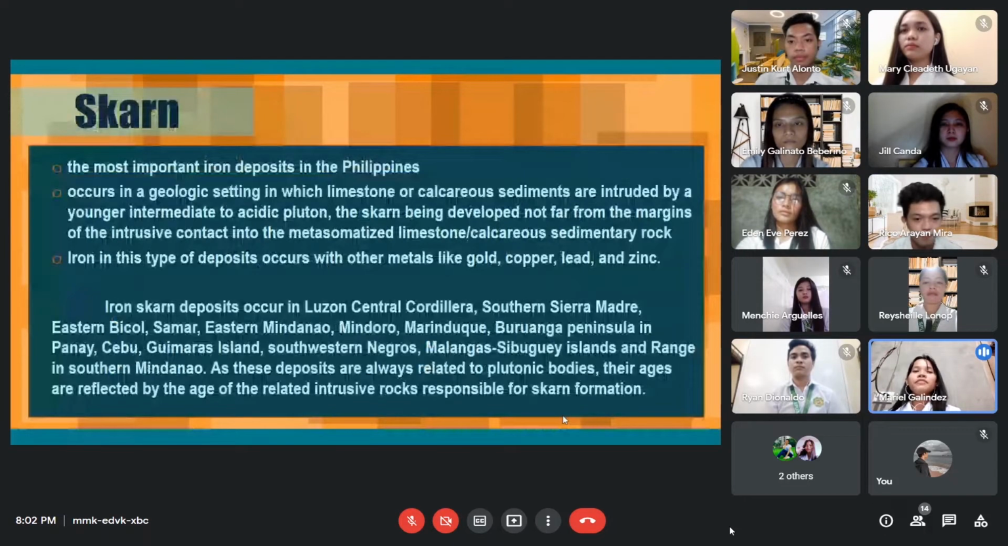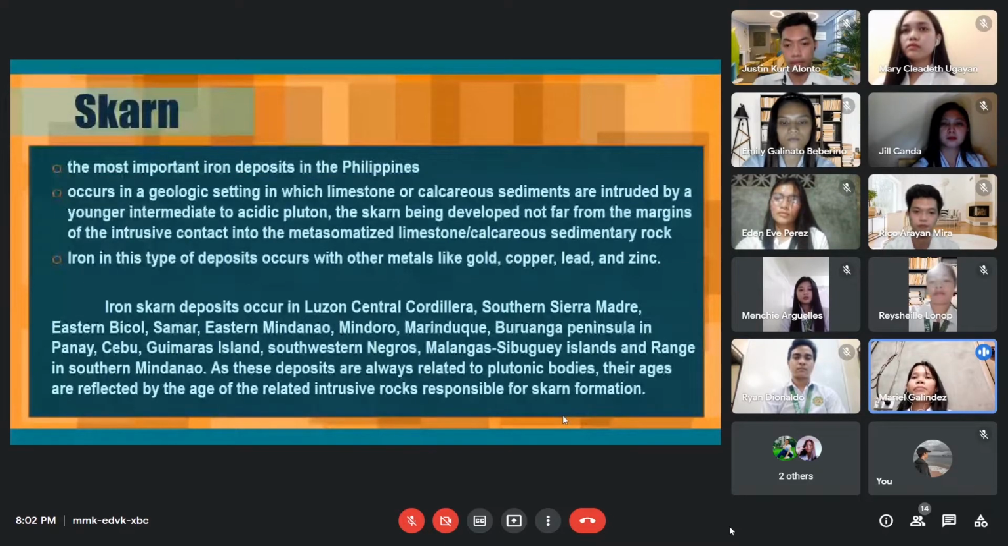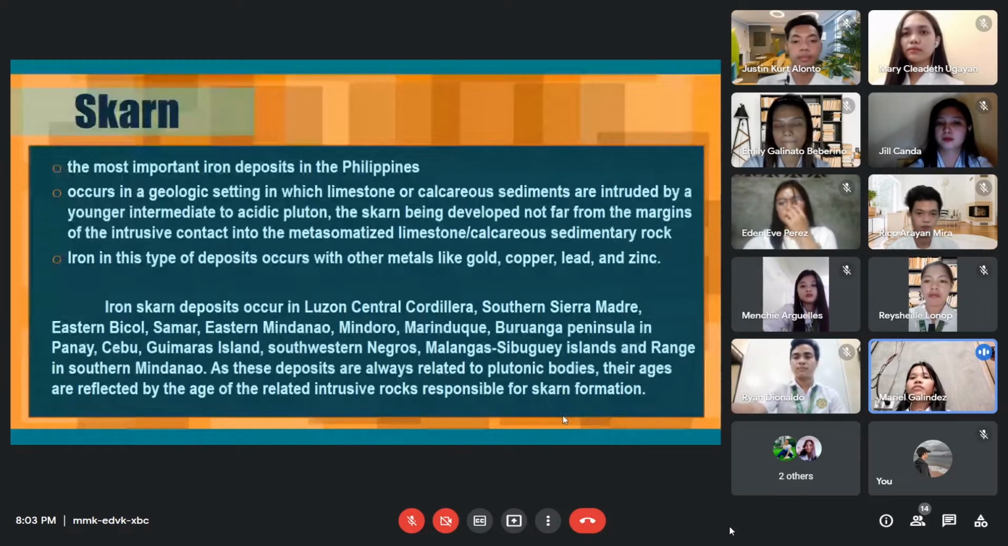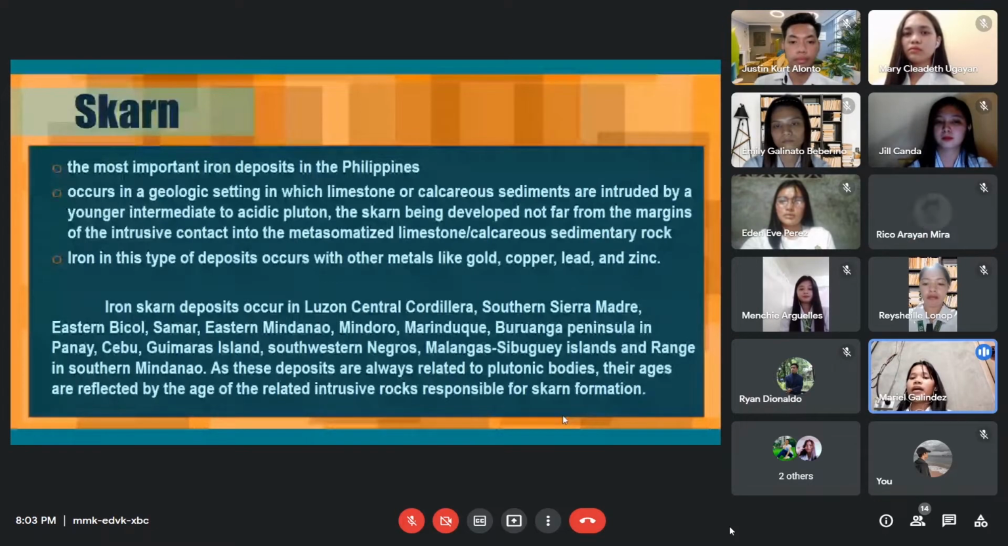Okay, so let's move on to the classification of Philippine iron deposits. So first is skarn. It is one of the most important iron deposits in the Philippines. It occurs in a geologic setting in which limestone or calcareous sediments are intruded by a younger intermediate to acidic pluton. The skarn is developed not far from the margins of the intrusive contact into a metasomatized limestone calcareous sedimentary rock.